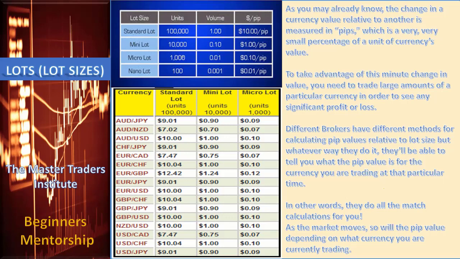Different brokers have different methods for calculating pip values relative to lot size, but whatever way they do it, they will be able to tell you what the pip value is for the currency you are trading at that particular time. In other words, they do all the math calculations for you. As the market moves, so does the pip value, depending on the currency you are trading. All these things are plain English. So let's talk about what exactly is lot size.